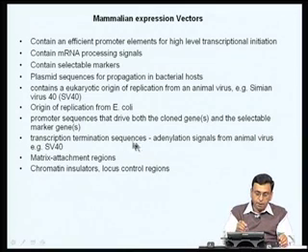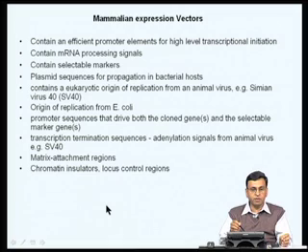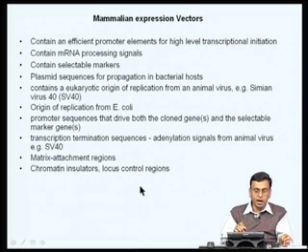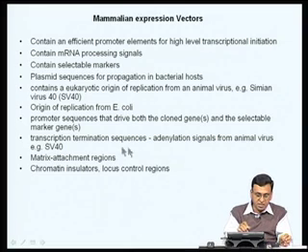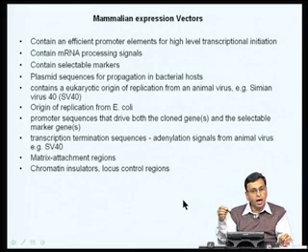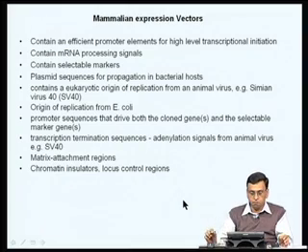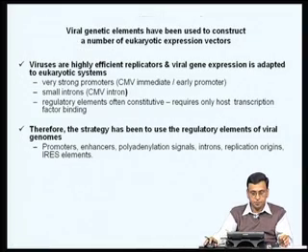In addition, many of the modern mammalian expression vectors contain what are called matrix attachment regions, as well as chromatin insulators and locus control regions. We will discuss these new features of mammalian expression vectors at a later stage in the lecture series.